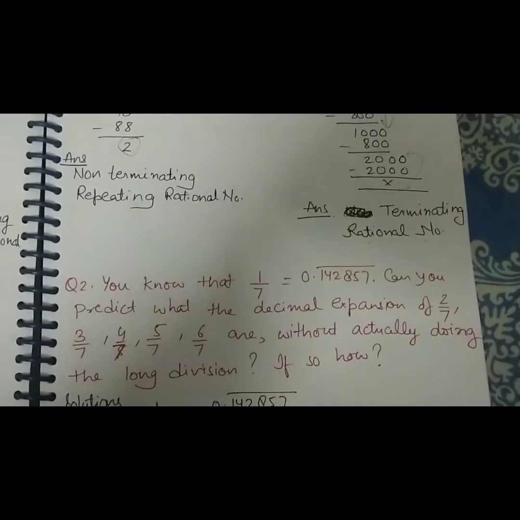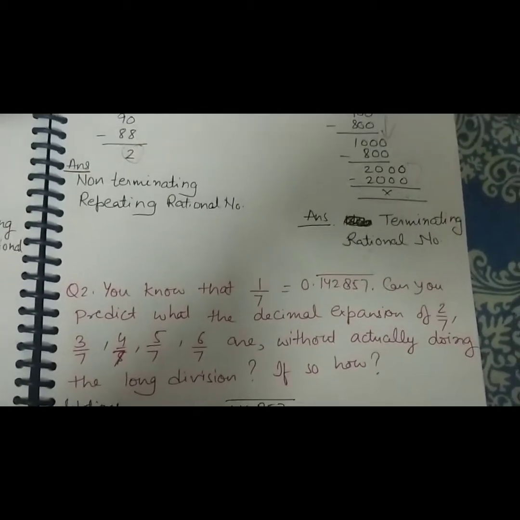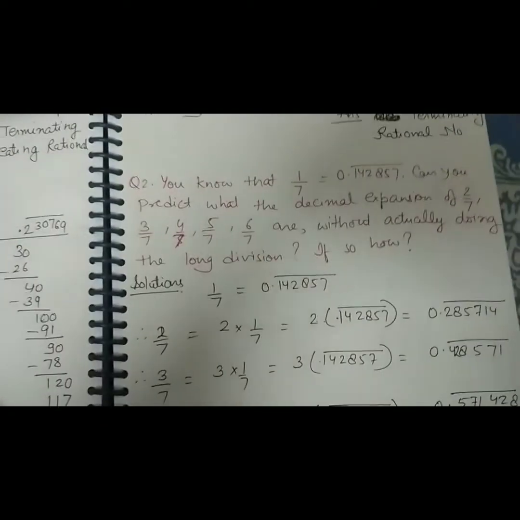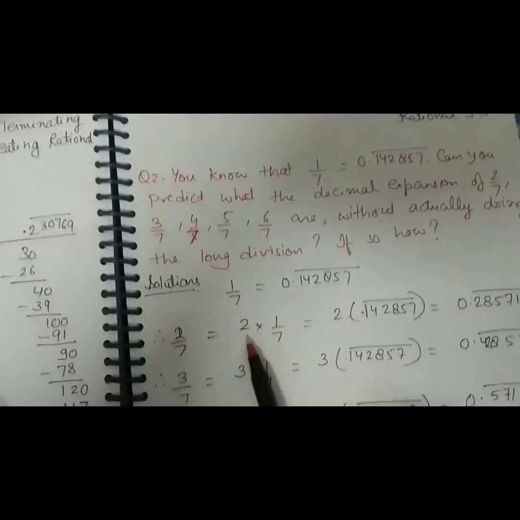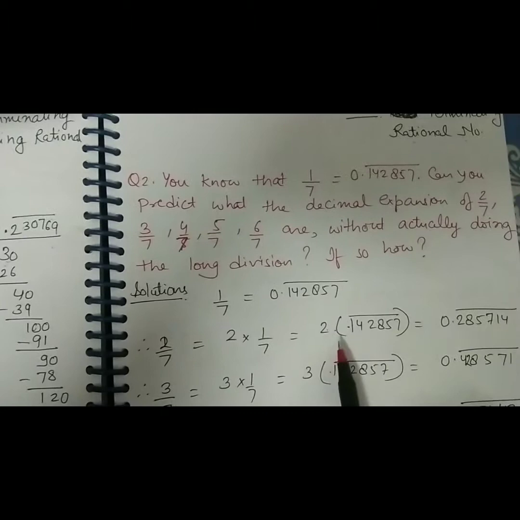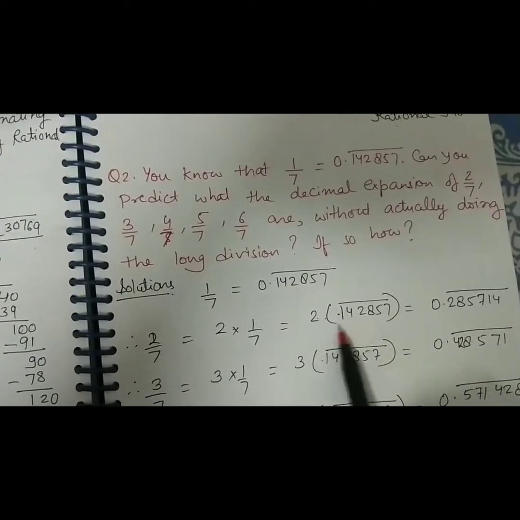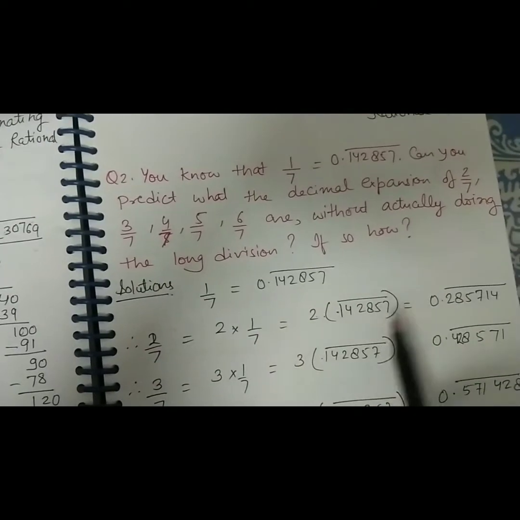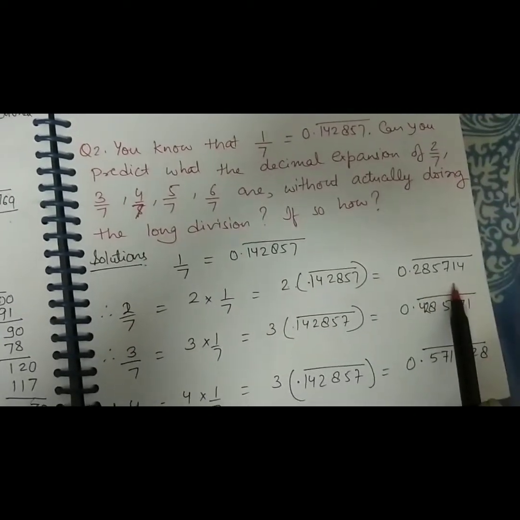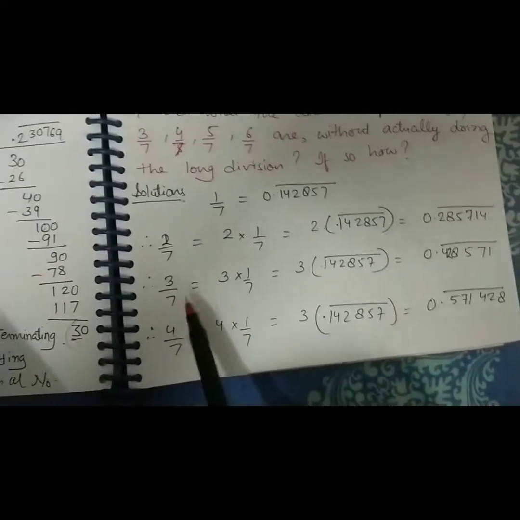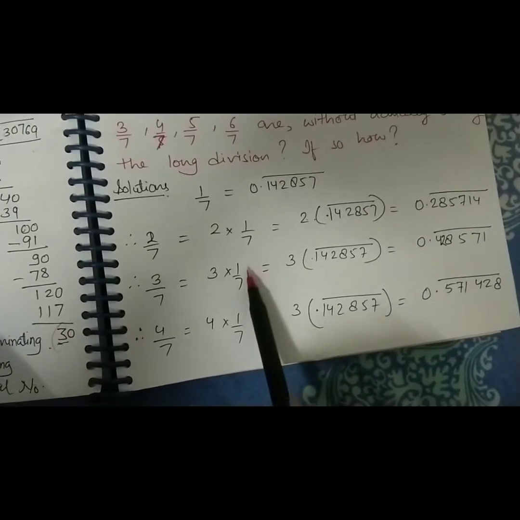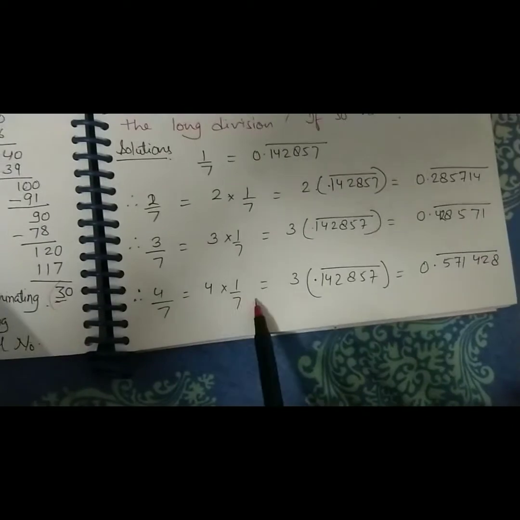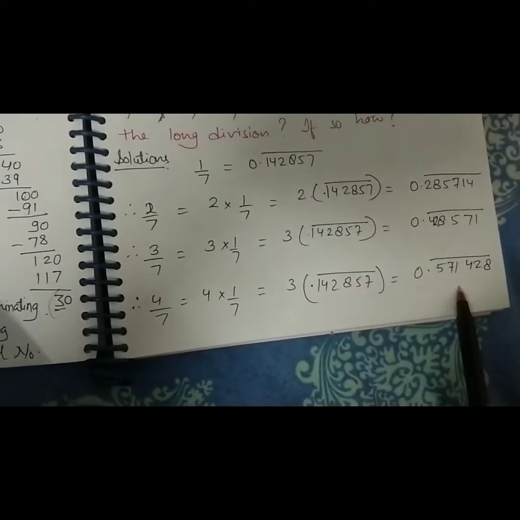If so, then how? As you all know, the value of 1 by 7 is given over here. So 2 by 7 is what? 2 into 1 by 7. So we can write it as 2 into this. As we have the value of 1 by 7, we multiply it and we get this answer. In the same way, we multiply 3 with the value of 1 by 7, we will get this answer. Then 4 with 1 by 7, then we will get this answer.